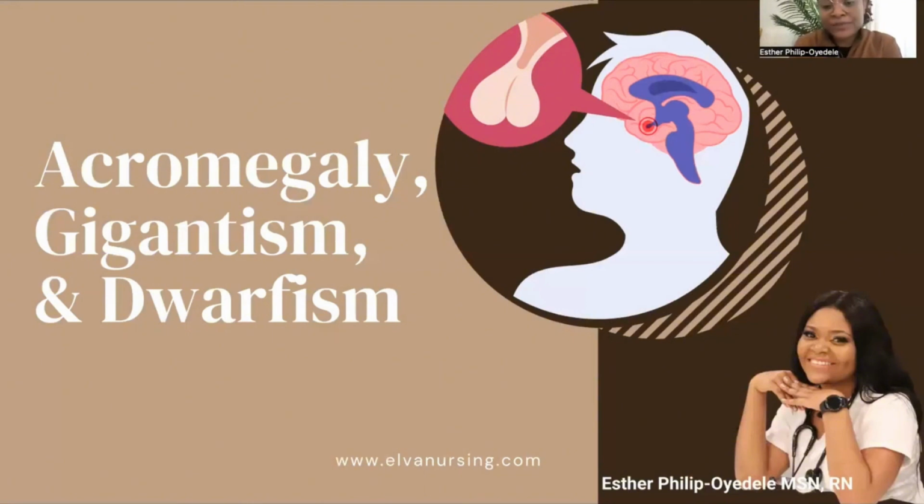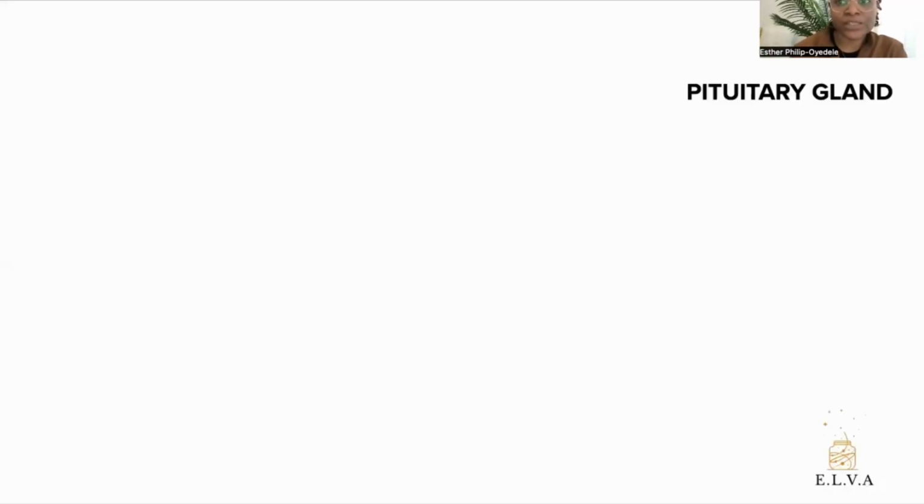So once again, my name is Esther Philip-Oyedele. You can call me Esther Love. We're going to be talking about acromegaly, gigantism, and dwarfism today. This is one of the endocrine disorders. So when we're talking about acromegaly, gigantism, and dwarfism, really the problem is in the pituitary gland.